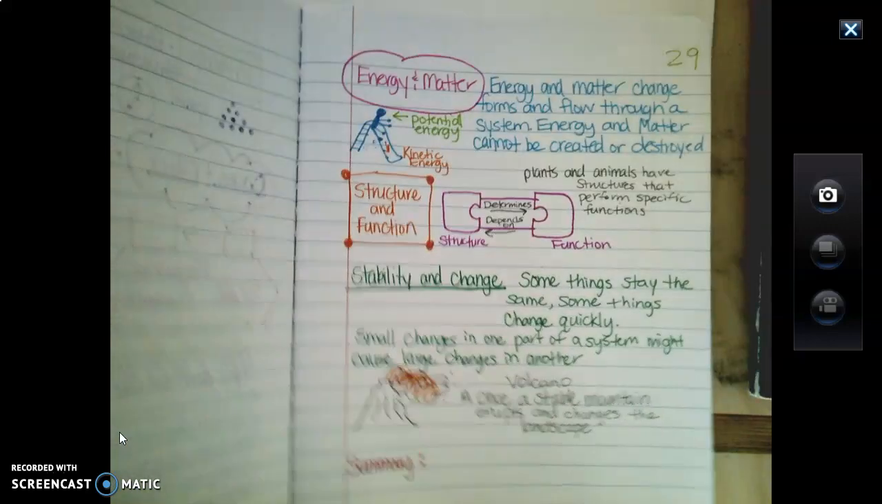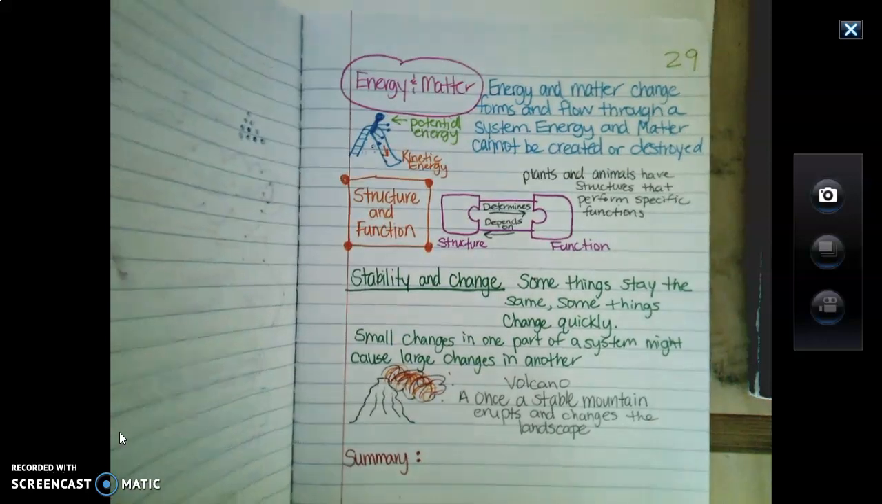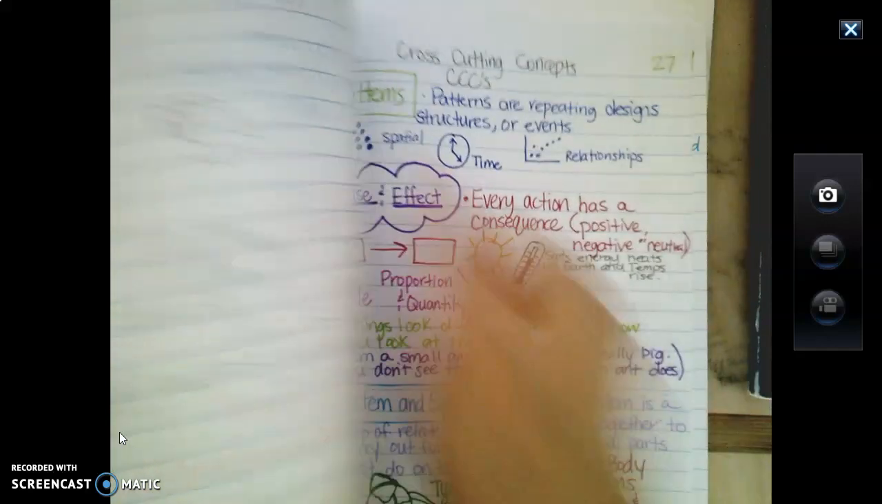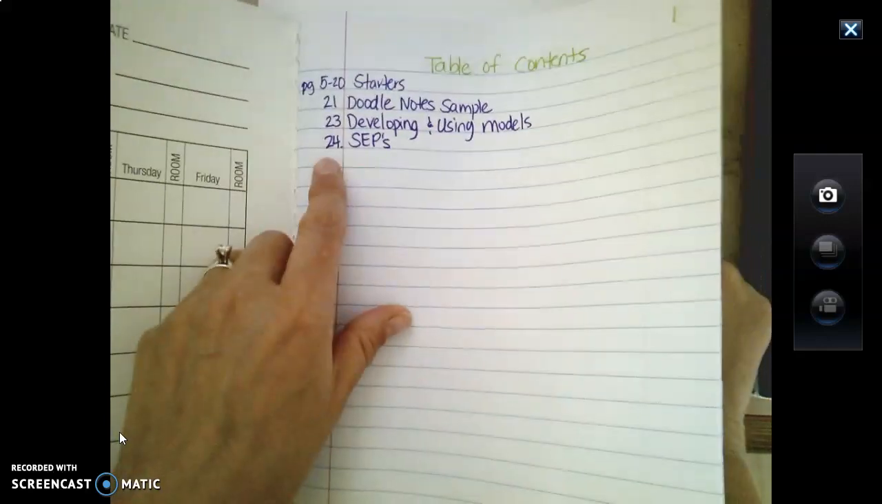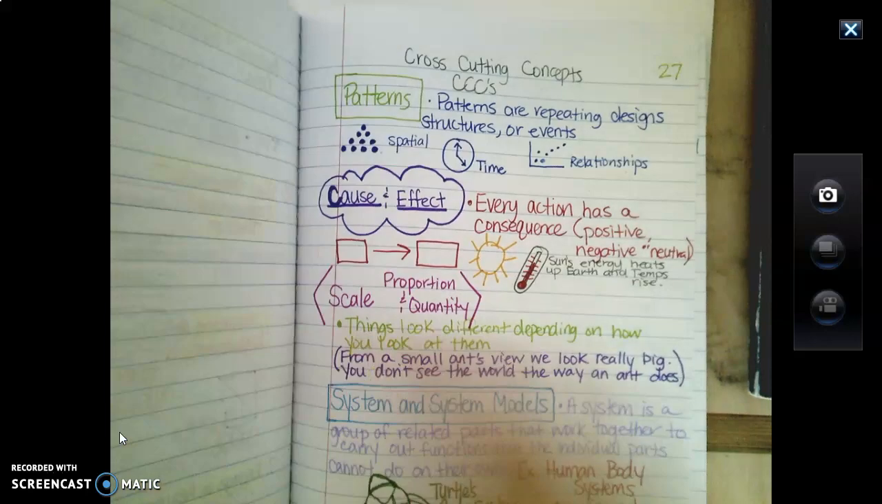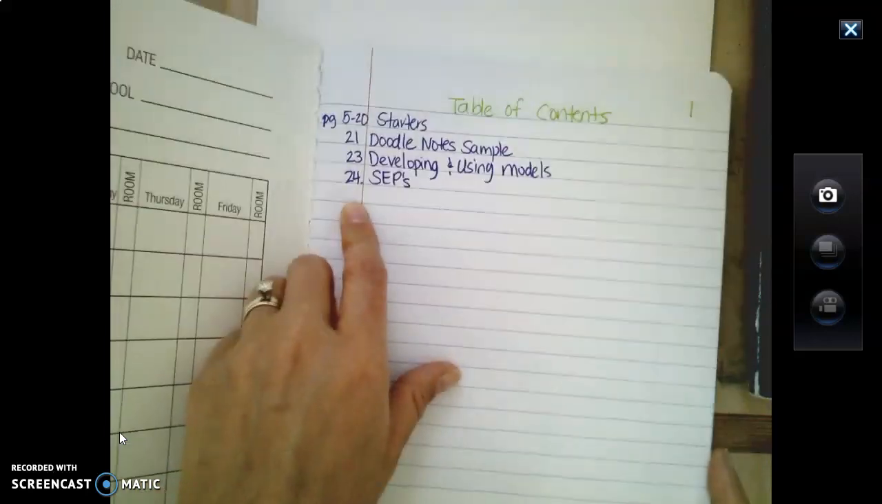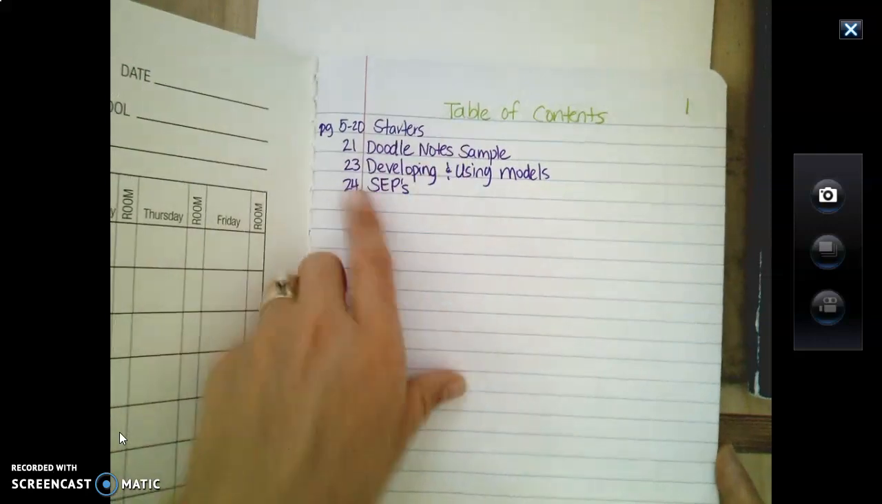And finally, make sure that you come back here to the table of contents, okay? And you would put for cross-cutting concepts, page 27 through 29. So always keep your table of contents up to date.